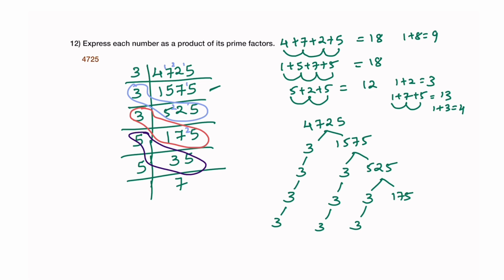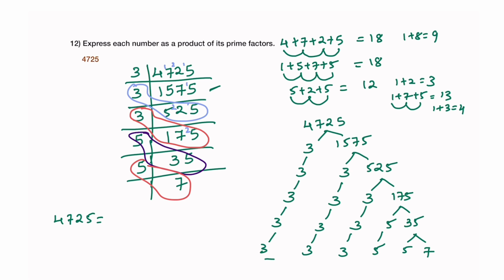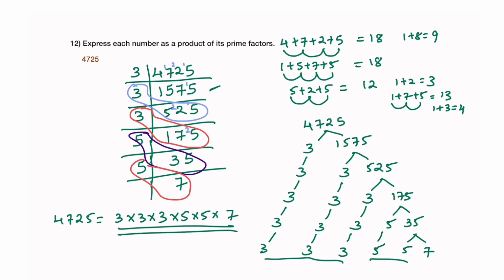So this is the one that we have to take. So we say 5 times 35. 3 as it is, 3 as it is, 3 as it is, 5 as it is. And now we take the last combination here. That's 5 times 7. And we know 35 is 5 times 7. Okay? So we say 4725 equals to. How many 3's do we have? 3. So that's 3 times 3 times 3. 2 5's. So 5 times 5 times and only 1 7. And it's done. Good. Let's do the last one.